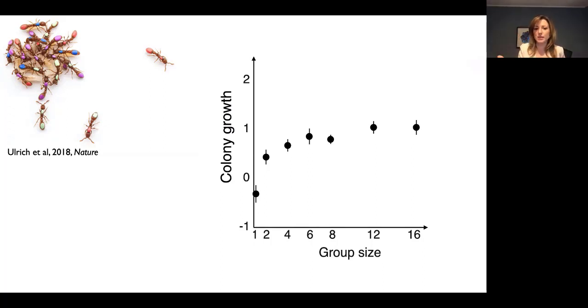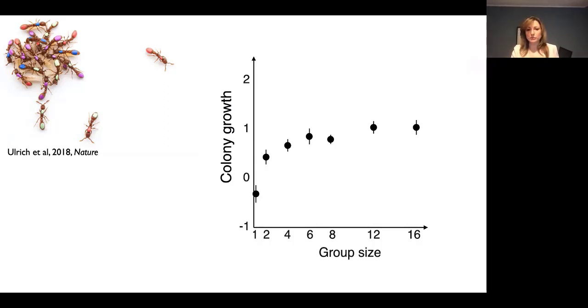So this was to me a remarkable result, because this meant that indeed somewhere at group size six or eight, so very small numbers, something happens that allows the six ants or eight ants to almost harness the whole benefits in terms of growth that they would get from living in a very large colony.